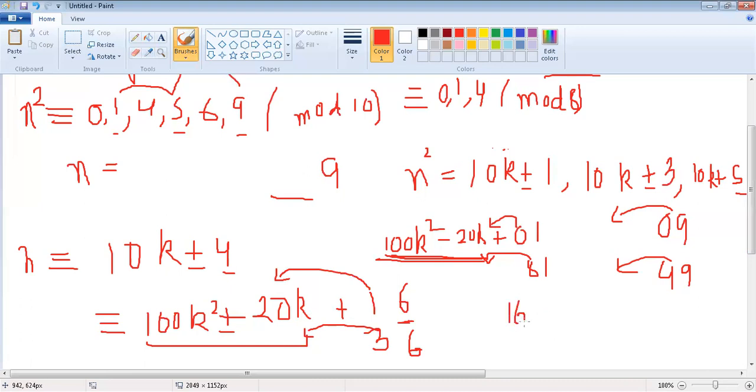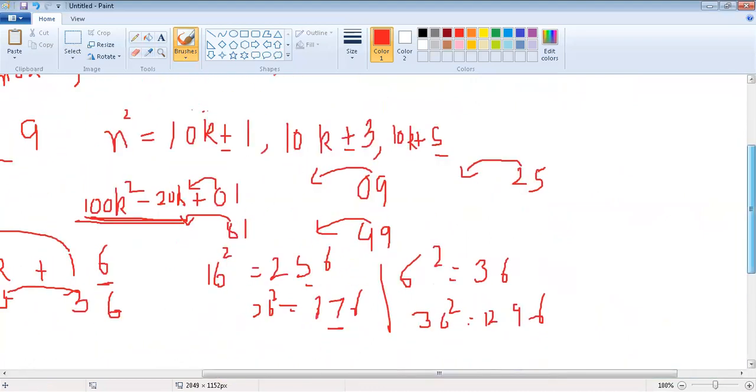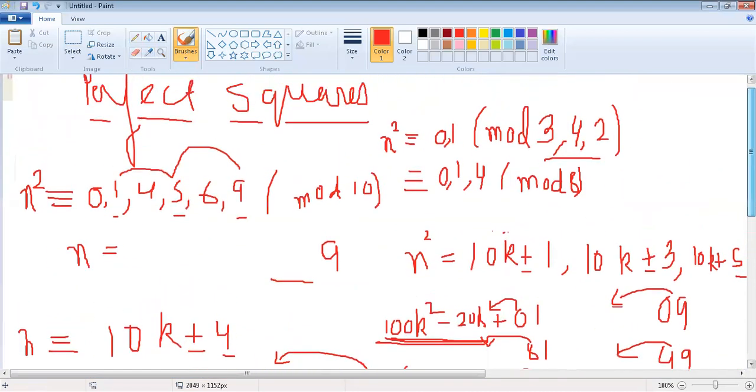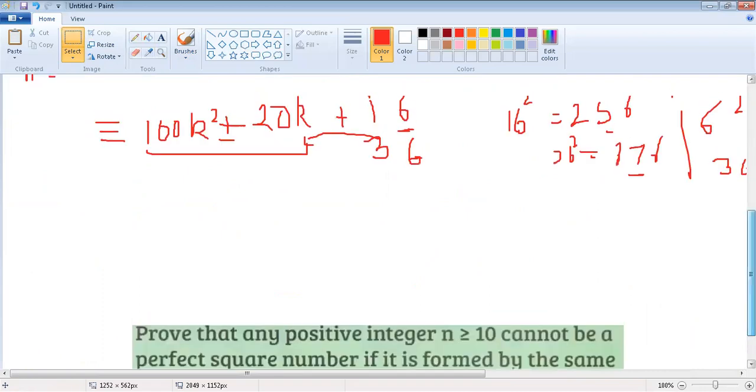It is evident that 16 square equals 256. The second last digit is odd. 26 square equals 676, the second digit is odd. Let's move lower: 6 square is 36, the second digit is odd. 36 square is 1296, the second digit again odd. And similarly, we can prove our claim. So these were the important facts that we needed to deal with the problem.